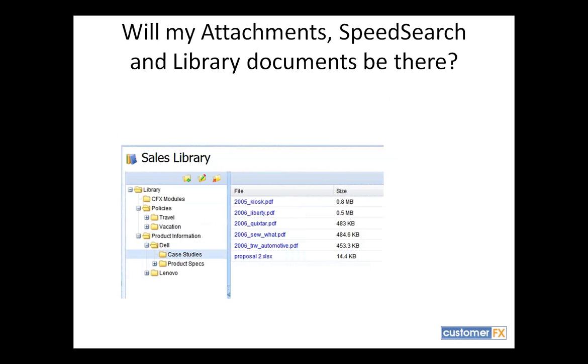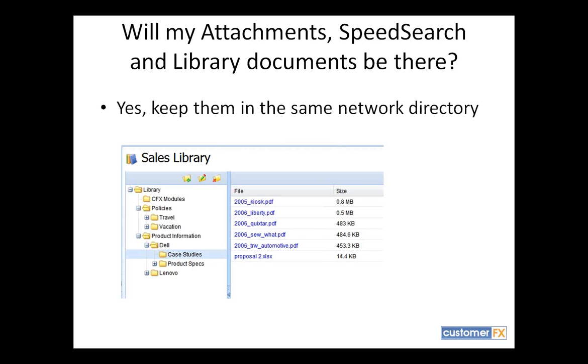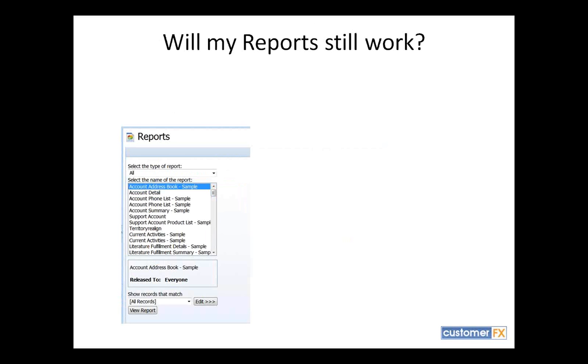Next is, will my attachments, speed search folders, and library documents be there? And the answer there is yes, as long as you keep them in the same directory, which of course you can or you would, because again, the LAN client, if you keep it, will still be pointing to those documents as well. And if you have them organized in any kind of folders and children folders, all that same structure carries over automatically into the web. So the library is going to look and act virtually identical in the web as it does in the LAN. No extra work needs to be done here to get that to happen. It's just going to magically work just the way it does in the LAN.